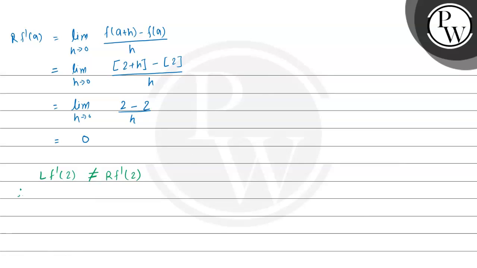Therefore we can say that f of x is not derivable at x equal to 2. This is our final answer. We have proved that the given function f of x equal to greatest integer function of x is neither continuous nor derivable at x equal to 2. I hope you understood the solution. Best of luck. Thank you.